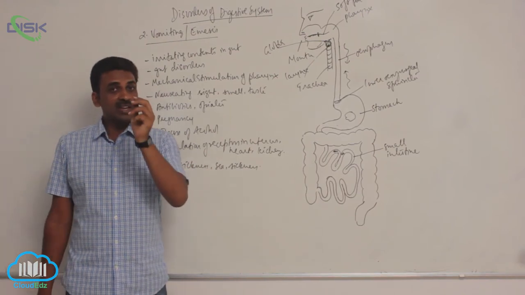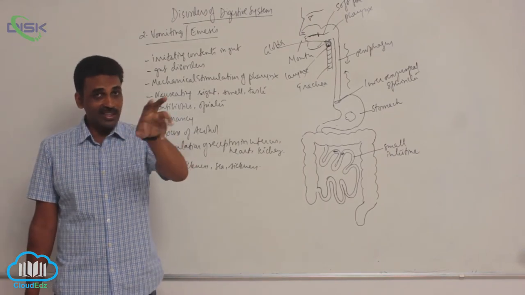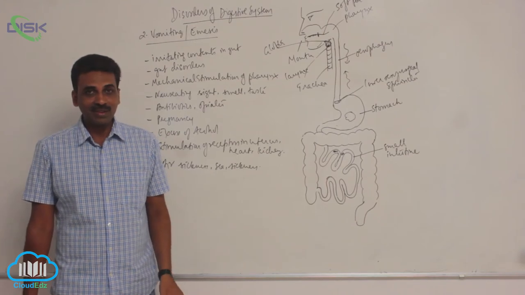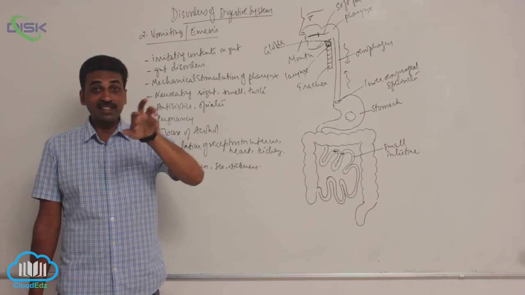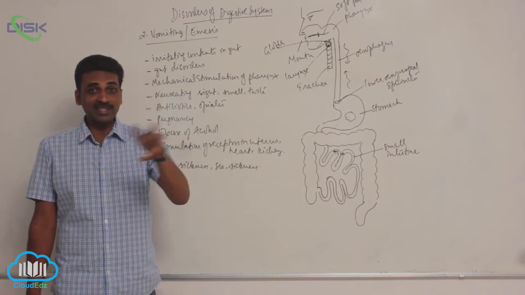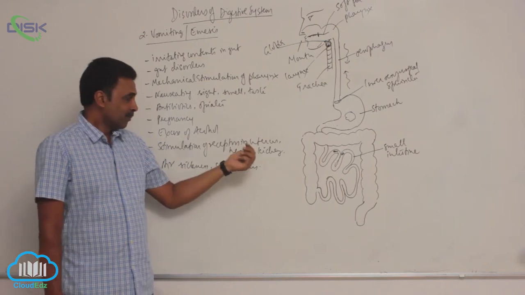And certain receptors in heart, in kidneys, in uterus, when they are stimulated, you can see it, for example at the time of stroke, when receptors present in the heart are stimulated. Just before a stroke, you can see vomitings, you can see motions.